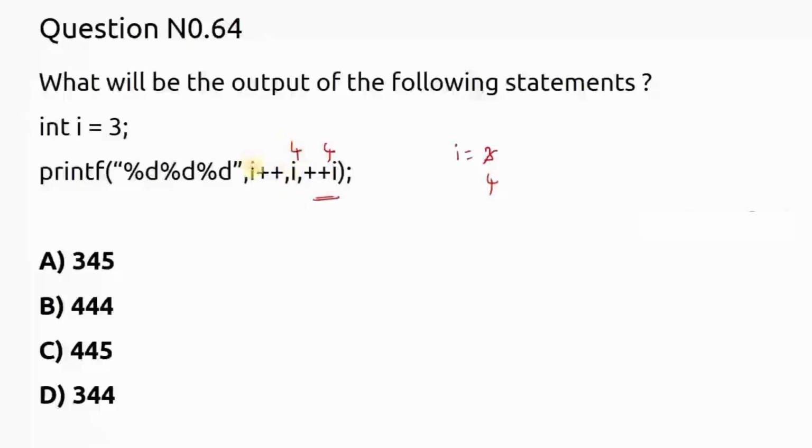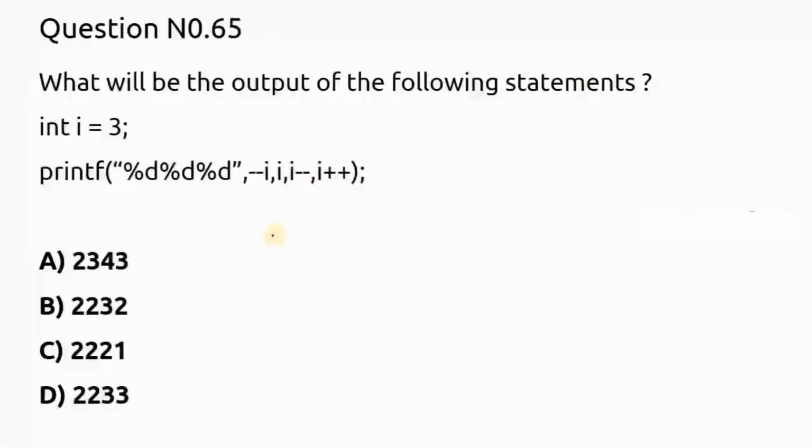Now coming to the next one, I plus plus. It's a post increment. That's why first the value will be printed, then incremented. So I is now 4. 4 will be printed, then incremented. That means if you write something like printf percentage d I afterwards, I value will become 5 here. So like this it will happen. So for our question the answer is 4 4 4. So option B is the correct one.